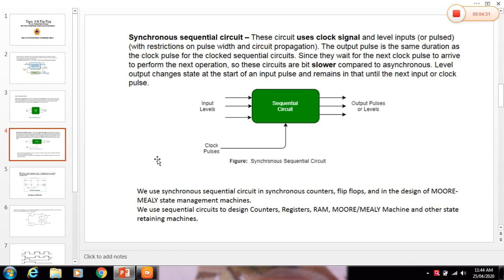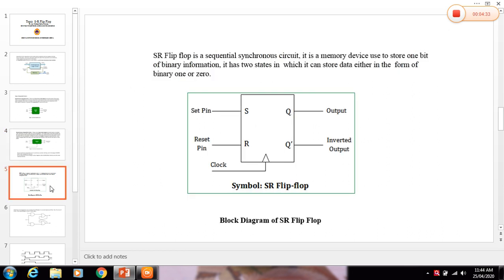Okay, now we'll come to the SR flip-flop. What actually is an SR flip-flop? SR flip-flop is a sequential synchronous circuit. Sequential means the output depends on the present value of the input as well as on the previous values of input. And synchronous here means we have used a clock pulse.